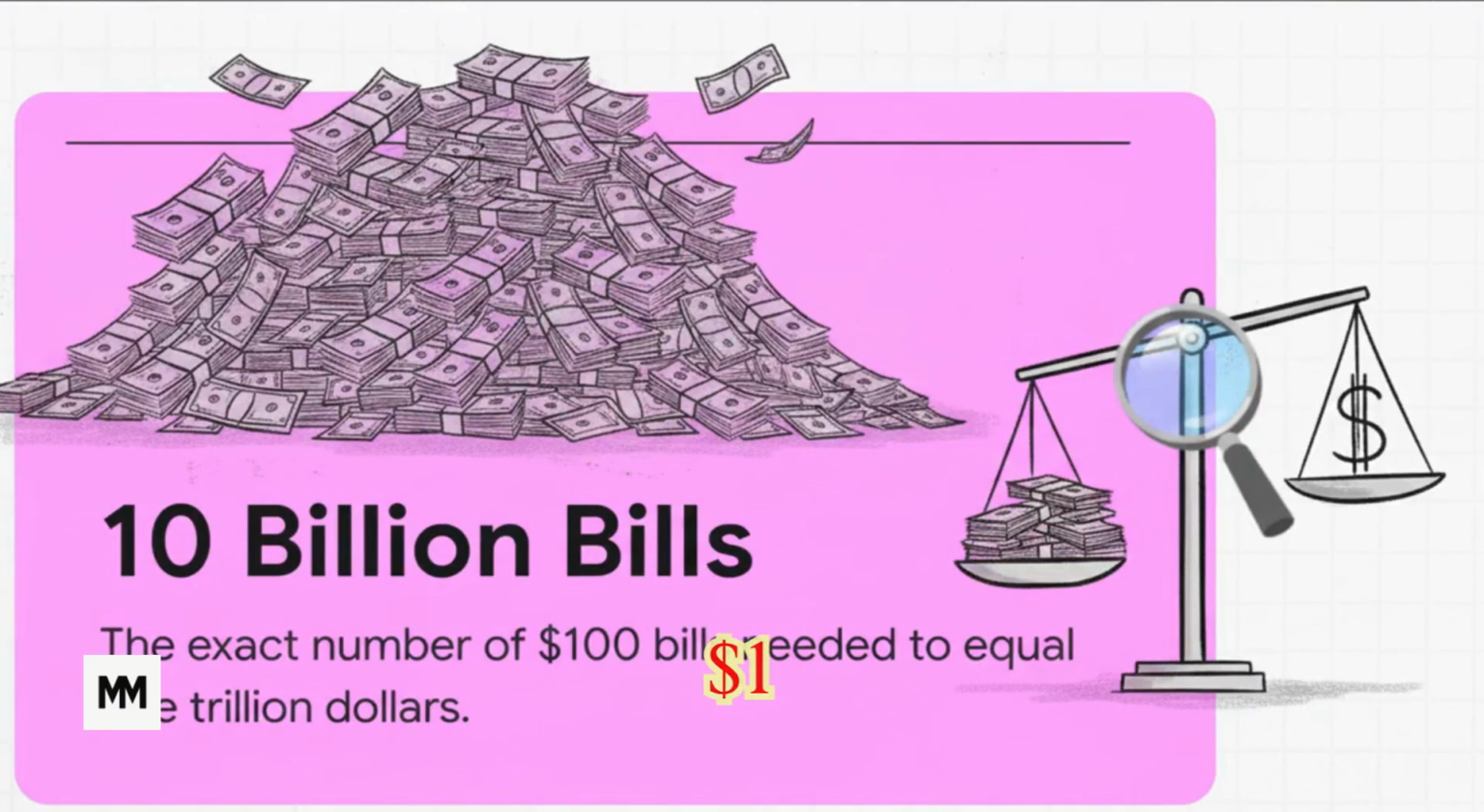To reach exactly $1 trillion using $100 bills, we need exactly 10 billion individual bills, 10 billion of them. For some context here, a single bill is incredibly thin and weighs just about 1 gram. I want you to keep that single 1 gram piece of paper in your mind because we are about to multiply it 10 billion times.